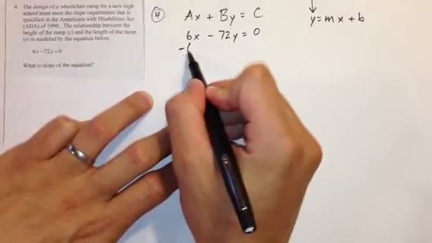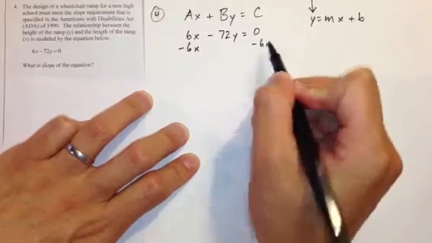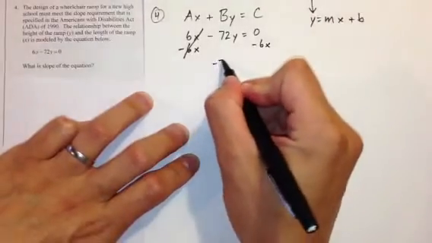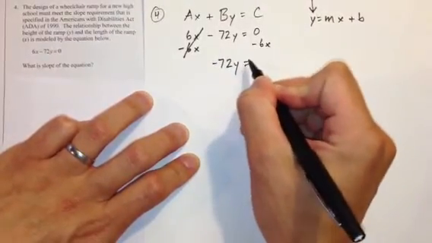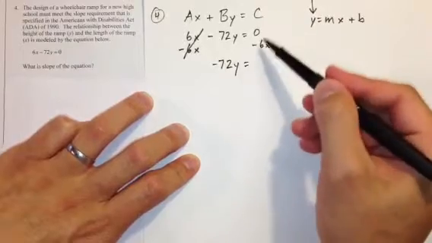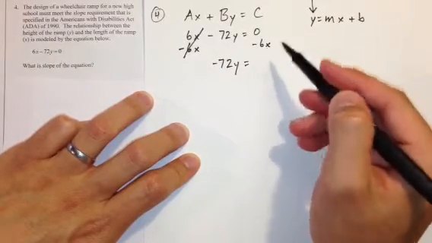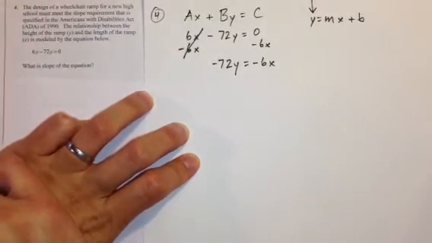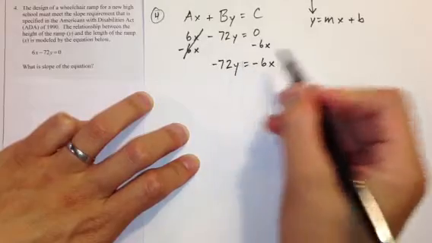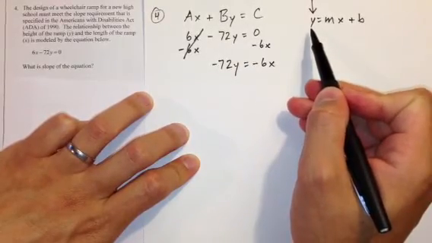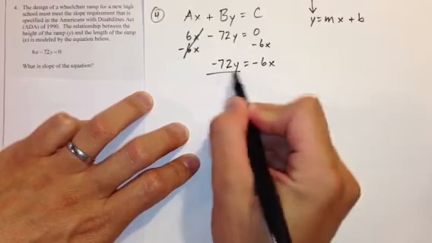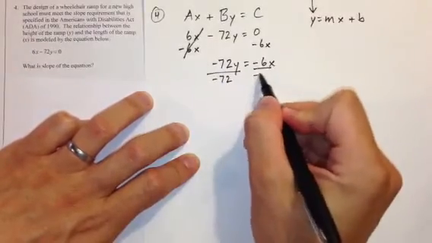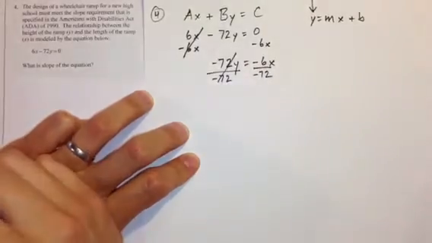So first we are going to subtract 6x on both sides of the equal sign. We do that because it cancels out. So now we are left with negative 72 times y equals 0 minus 6x, which just equals negative 6x. Again, we are trying to isolate y because we want to get it into slope-intercept form. So we are going to divide by the coefficient in front of y, which is negative 72. We're going to divide by negative 72 on both sides.